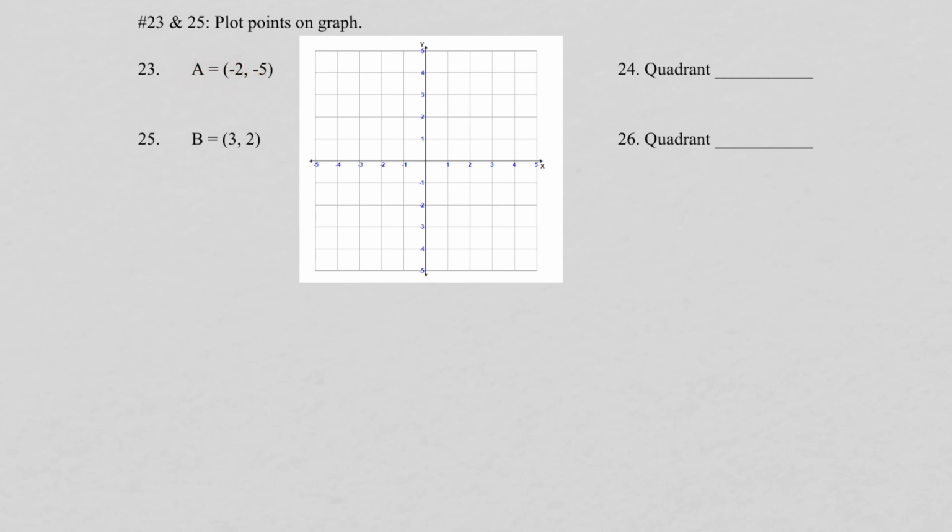Okay, negative 2, negative 5 means 2 to the left and 5 down. So it's that point right there, and we'll call that A.